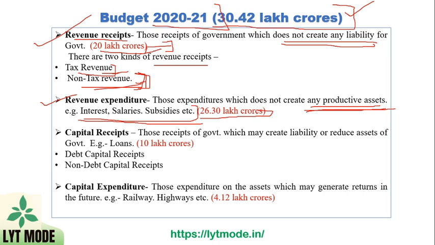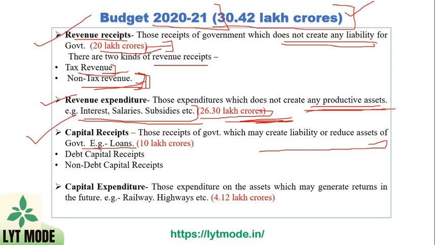26.30 lakh crore is the estimated budget of the revenue expenditure. And the third category is capital receipt. Capital receipt is basically a government receipt which either creates a liability or reduces an asset. So it may create a liability or reduce an asset of the government.